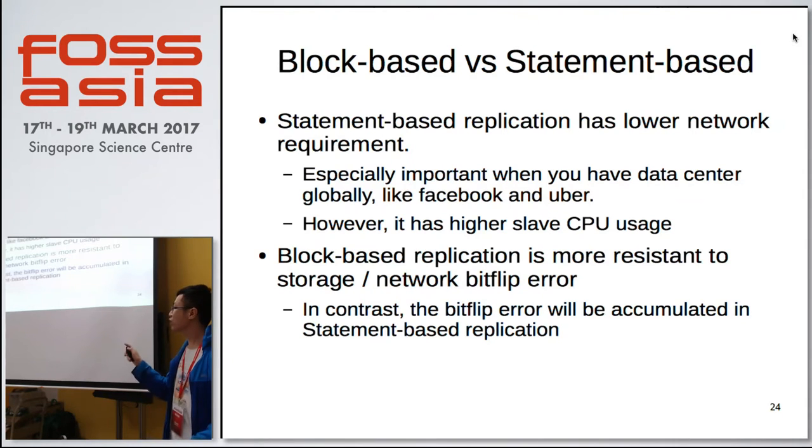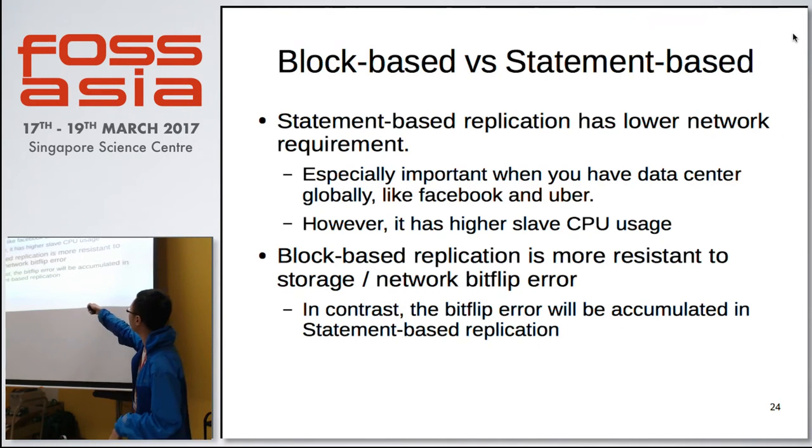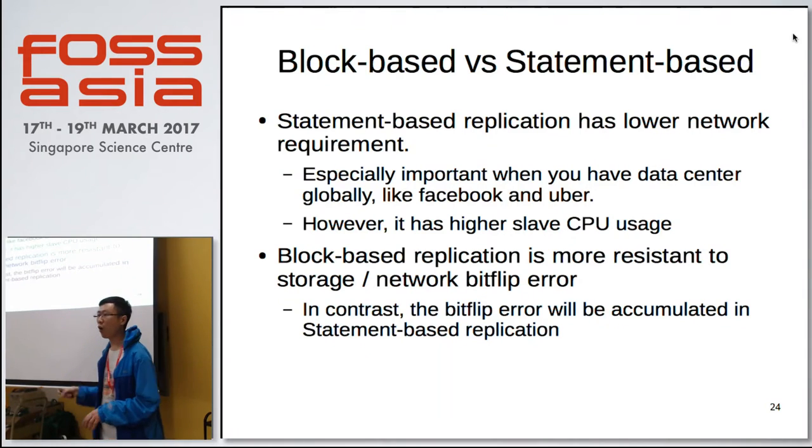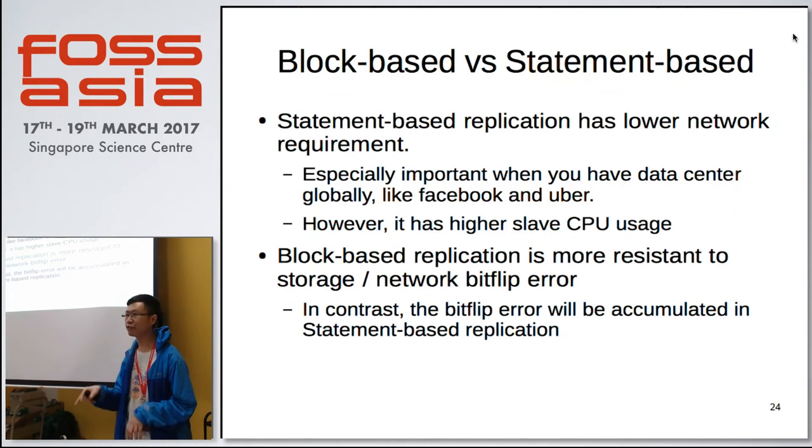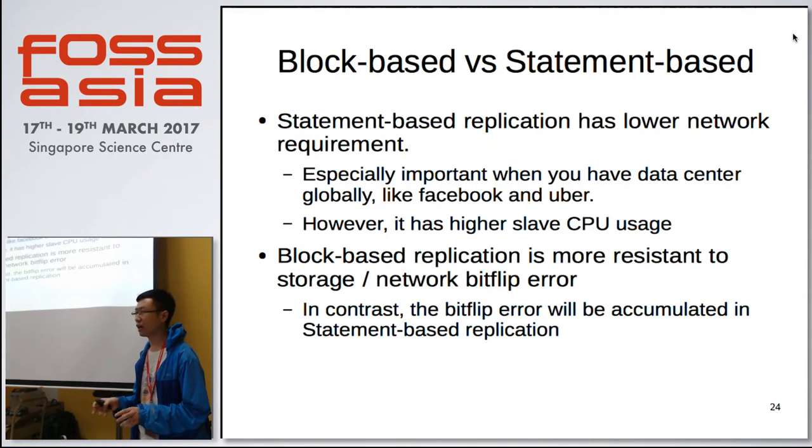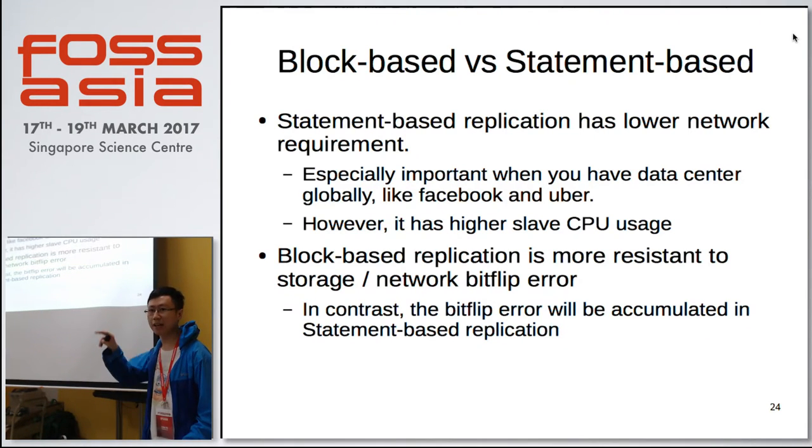However, what is the advantage of block-based replication? No matter if there is some bit flip, or some data corruption in the network, or some data corruption in your slave storage, when there is an update on the master, such data corruption on your slave will be replaced by new data, and the data corruption in the slave will not be replicated, as long as there is continuous update in the master.